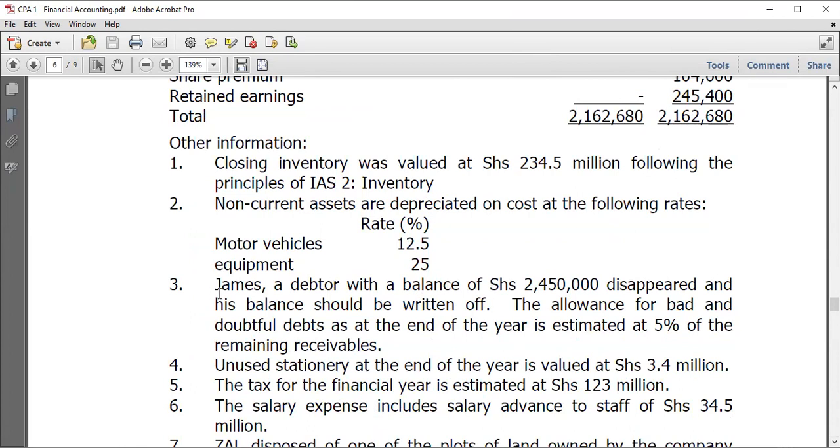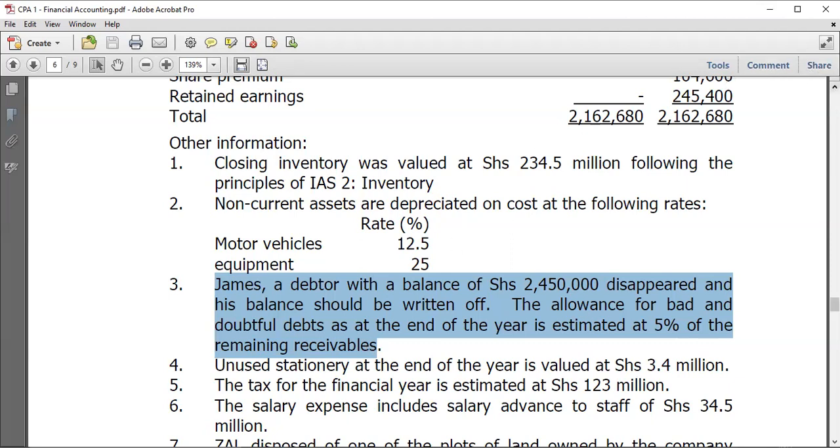Now this is where I want to put our focus today. They are telling us that James, a debtor with a balance of 2450,000, disappeared, and his balance should be written off. The allowance for bad and doubtful debts as at year end is estimated at 5% of the remaining receivables. Now, this would give us a very good example.